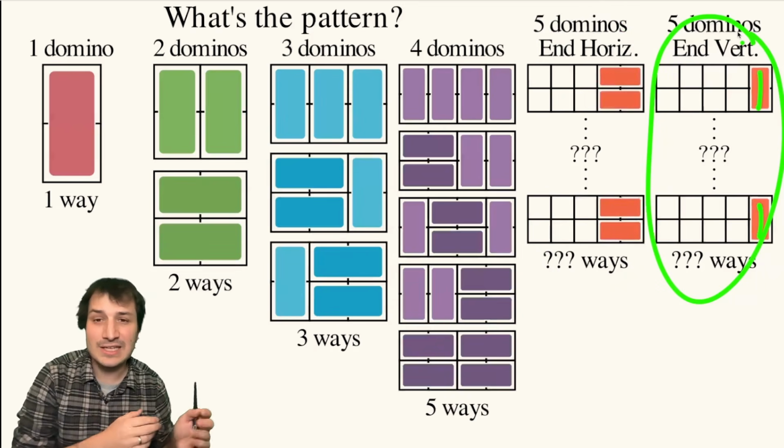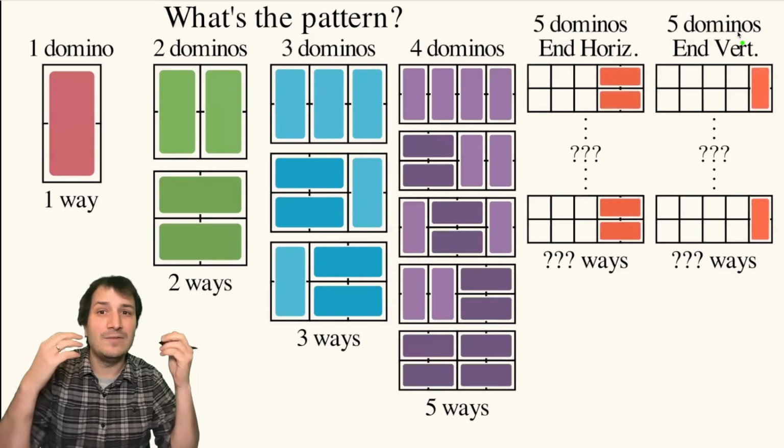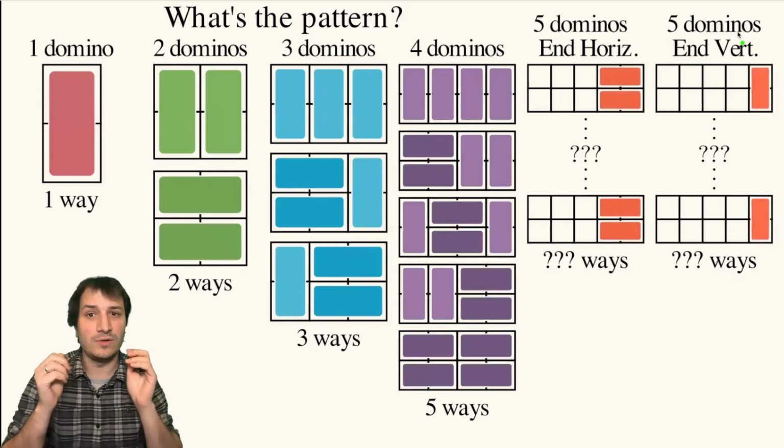Now, the reason this works is because these are the only 2 possible things that can happen at the end of the domino tiling. If you're going to cover up the last column, you either have to cover it up with horizontal dominoes or vertical dominoes.